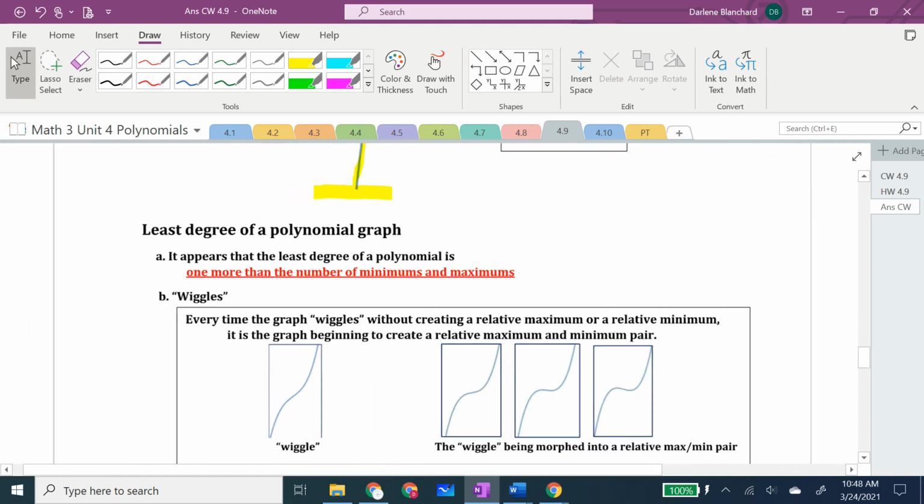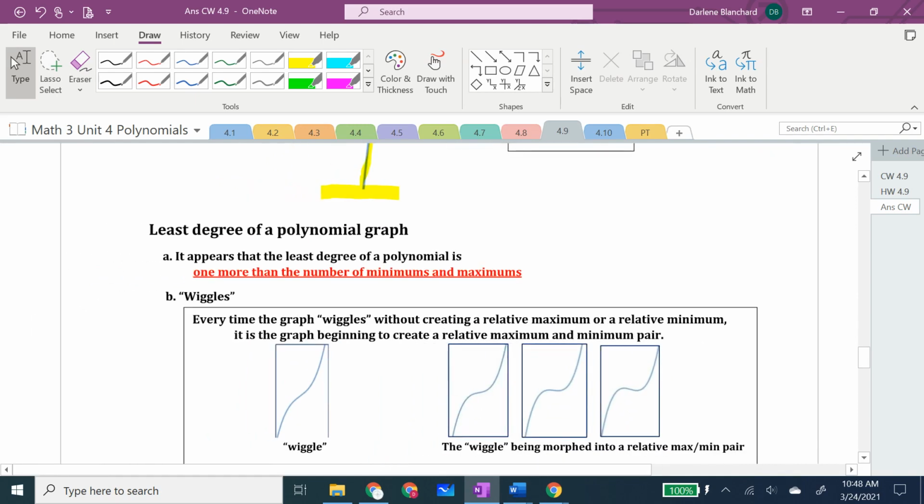And then, oh, I didn't change that from wiggles to inflection point. Wiggles was a description, but inflection point is mathematical.